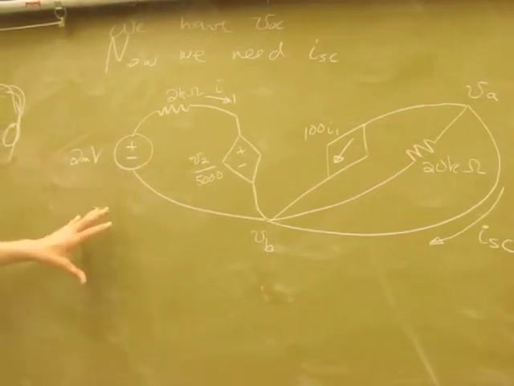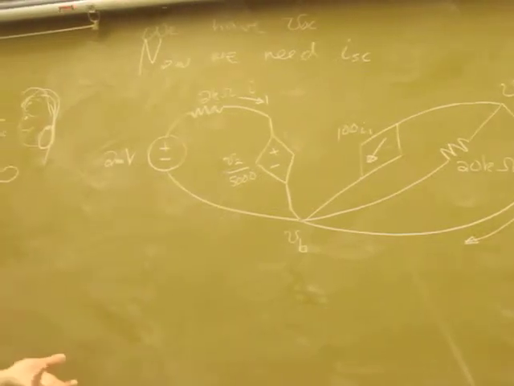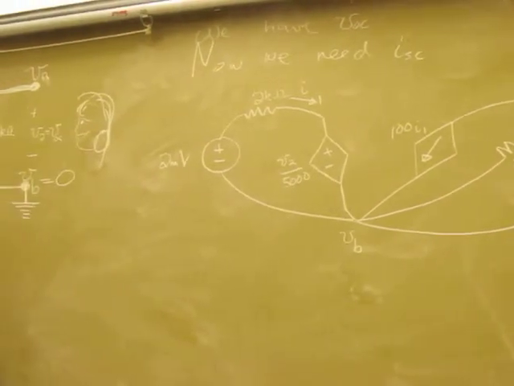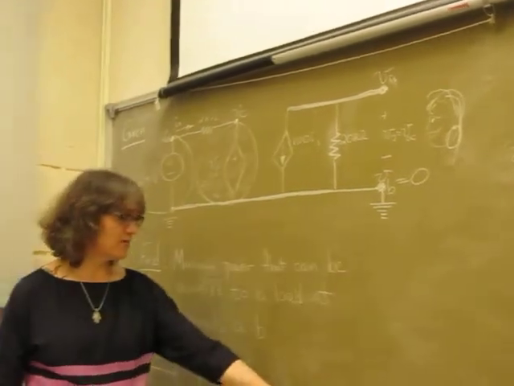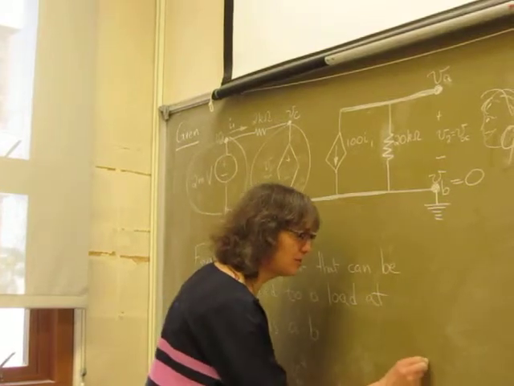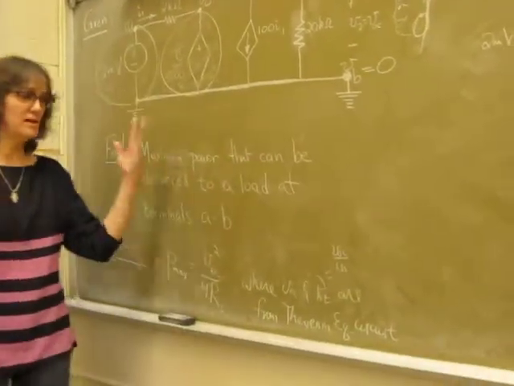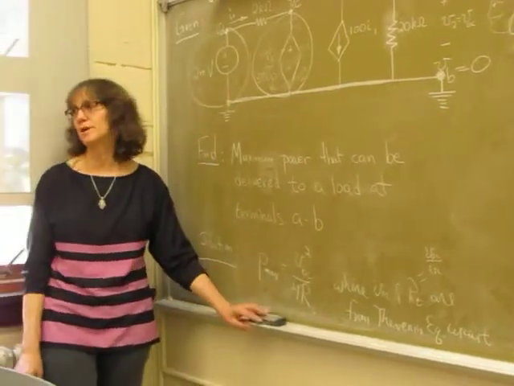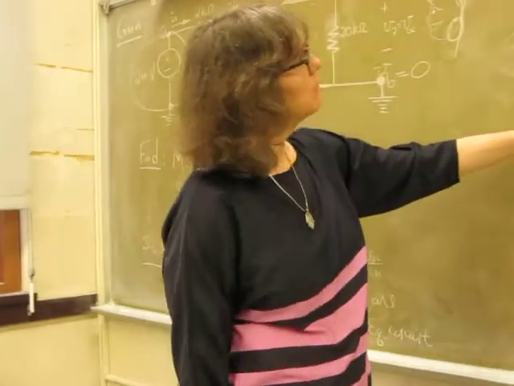As soon as I solve this problem for the short circuit current, then I'm done with the entire problem. Because then I finally found the Thevenin resistance, because RT was equal to VOC over ISC. We just found VOC, now we've got ISC. Once you have that, then you've got the maximum power. Okay, so it's a new problem.